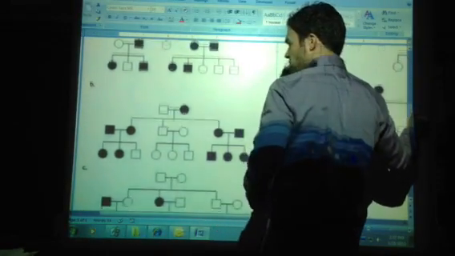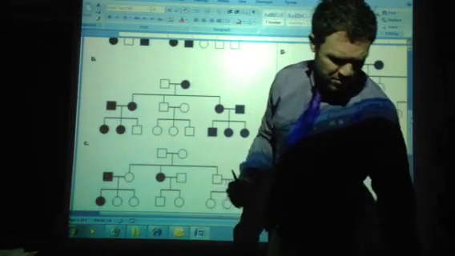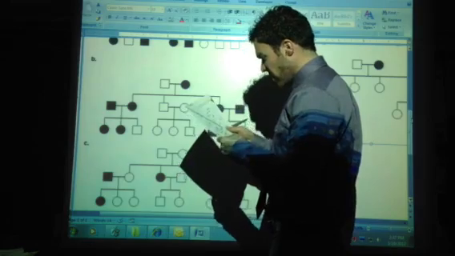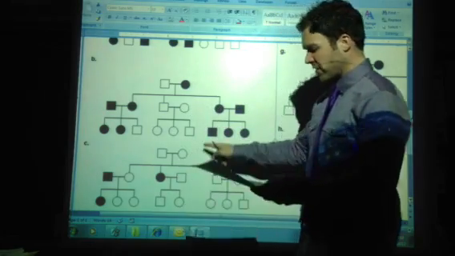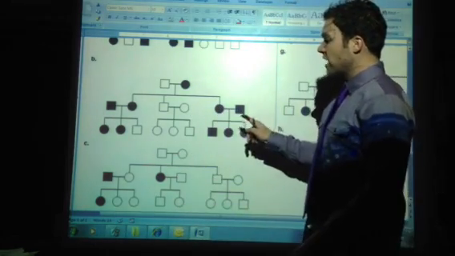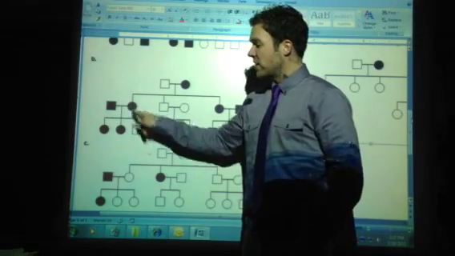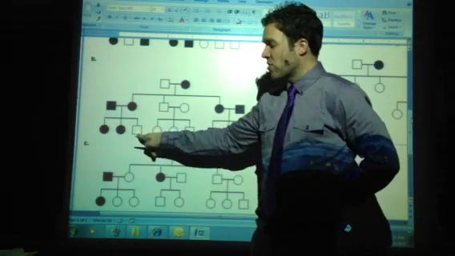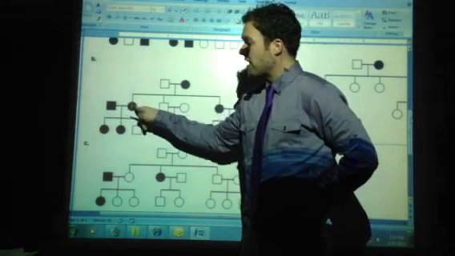I believe I changed a few of these around on the worksheet. C is not one of them. I'm trying to keep track of this. So we've ruled out that here we have 2 parents shaded, unaffected child. The unaffected child has to be the recessive. So these have to be dominant.